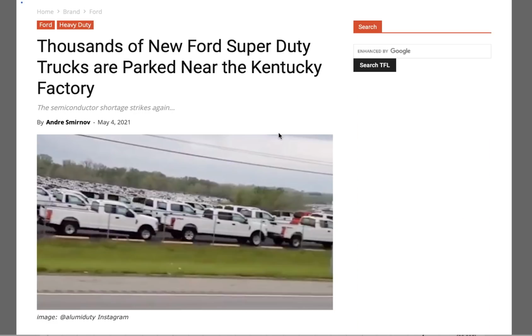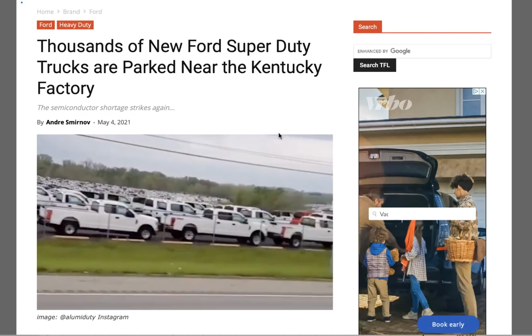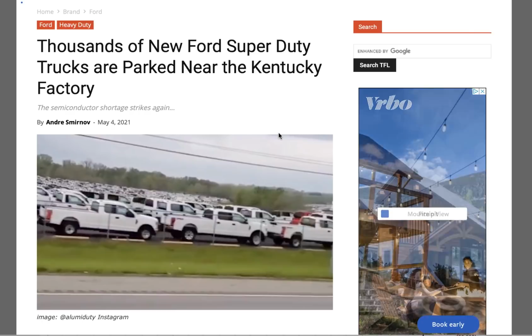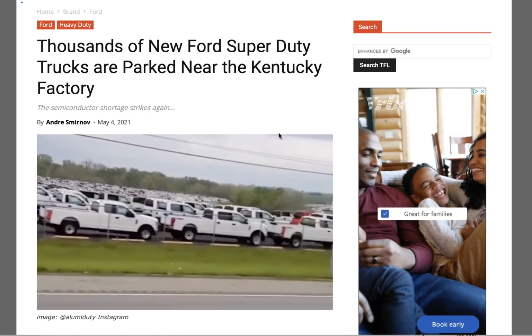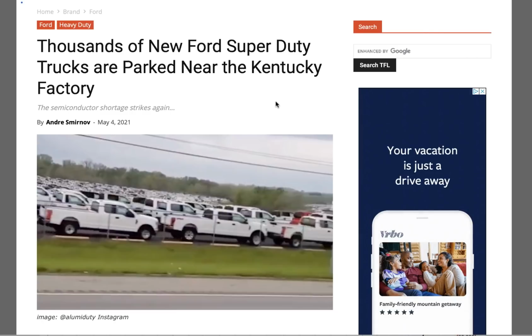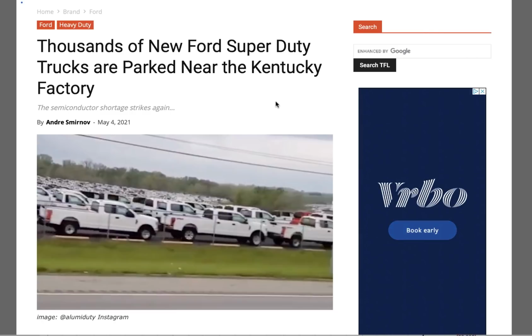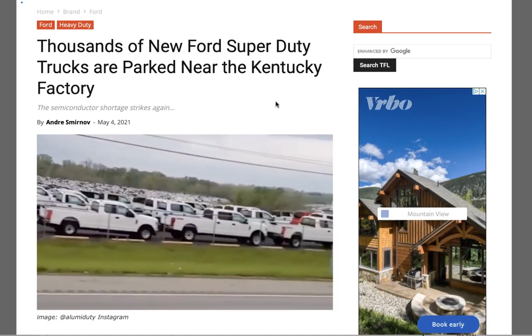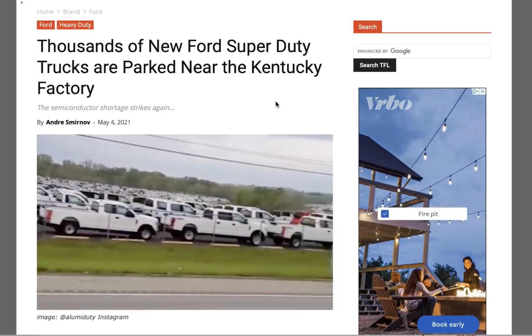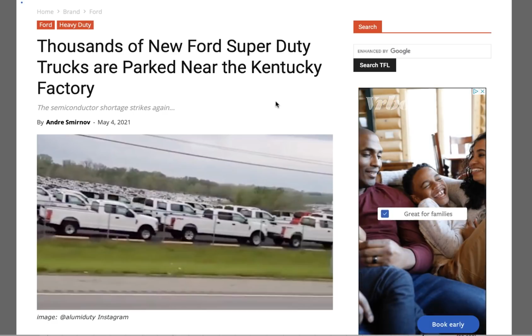And folks, if you know anything about an engine, these things need to be run. If they sit in a lot and collect humidity in the cylinder walls, they're going to rust up. Guess what? People are not going to want to buy trucks that have been sitting there for months. So they have an inventory problem right now, and they have a supply problem to boot with the semiconductors, and that's affecting every area of our lives. It's not just with trucks, it's with tractors, it's with jars for jelly. It goes on and on and on.